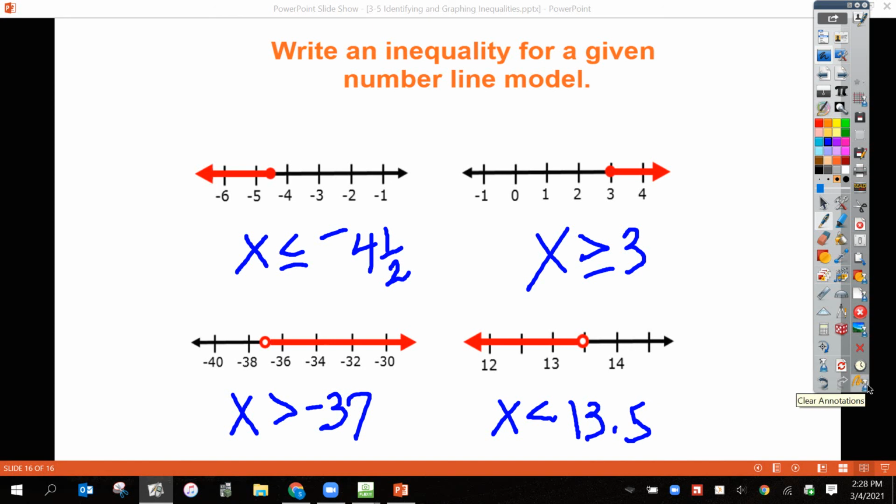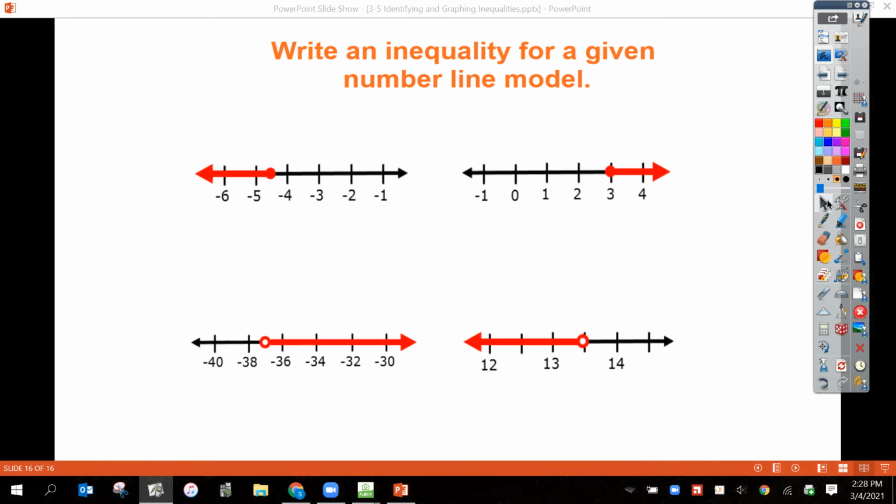Okay, we've got some more questions on the back of this notes page. Answer those questions and we'll check it soon.